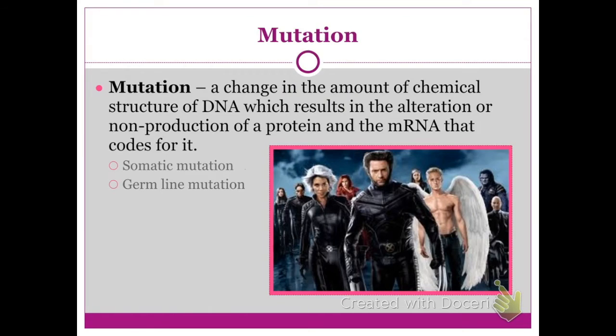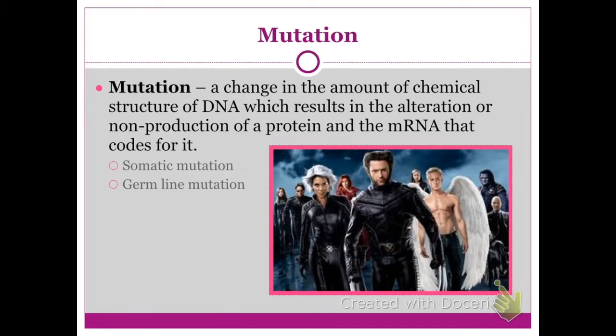So one way that we get some variation in our genes is through mutation. And a mutation is a change in the chemical structure of DNA, which results in the alteration or non-production of a protein. So, for example, there could be a change in the DNA that does not technically lead to a mutation because it doesn't affect the DNA or the protein that's being coded for.